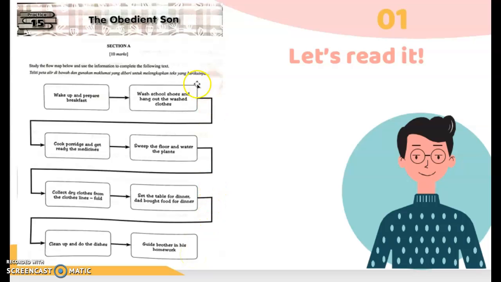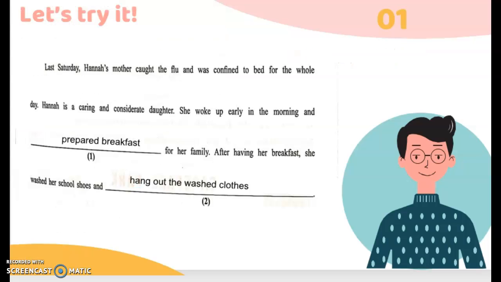Okay, so basically we have no idea who has done this, but if you move on to the next text, you have a clear idea what it is about. Basically, this is a story about Hannah. So what happened? Let's look at this. Last Saturday, Hannah's mother caught the flu and was confined to bed for the whole day. Hannah is a caring and considerate daughter. She woke up early in the morning and prepared breakfast for her family. After having her breakfast, she washed her school shoes and hung out the washed clothes.